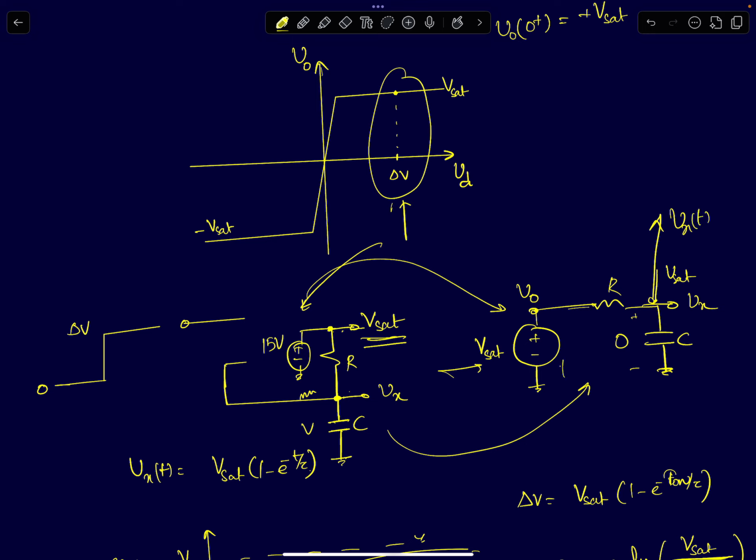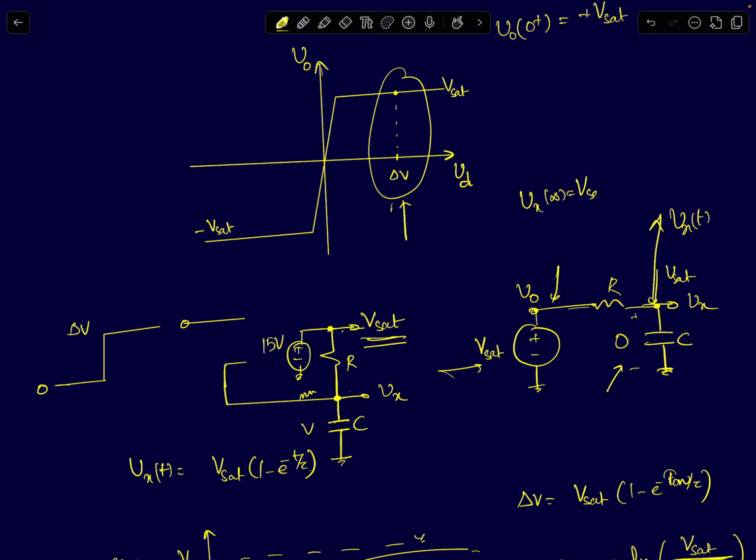Now this is a simple first order RC circuit, and we know how to find the node voltage Vx of t for all time, right? So you need to know the initial voltage across the cap, which is 0 volts. You need to know the final voltage across the cap, and how do you find that? In the steady state, the cap will act like an open circuit. The current through the circuit will become 0. So the voltages across the resistor will become equal. So the steady state voltage of Vx of infinity is plus Vsat.